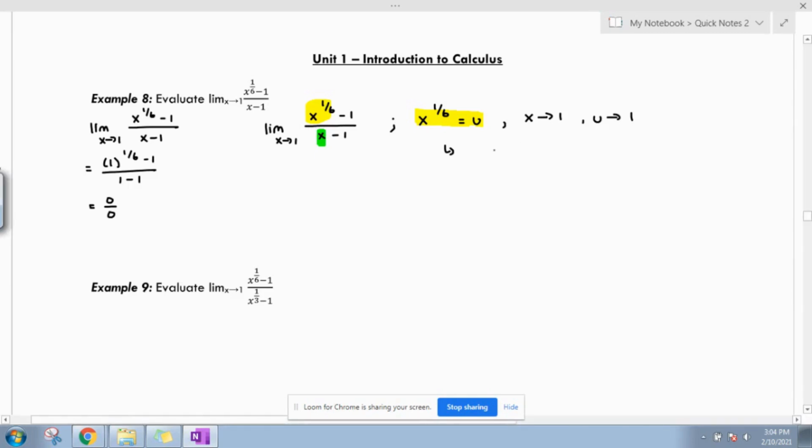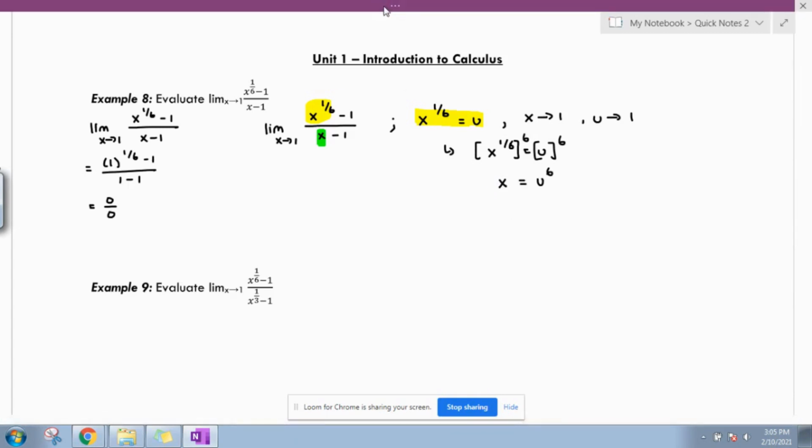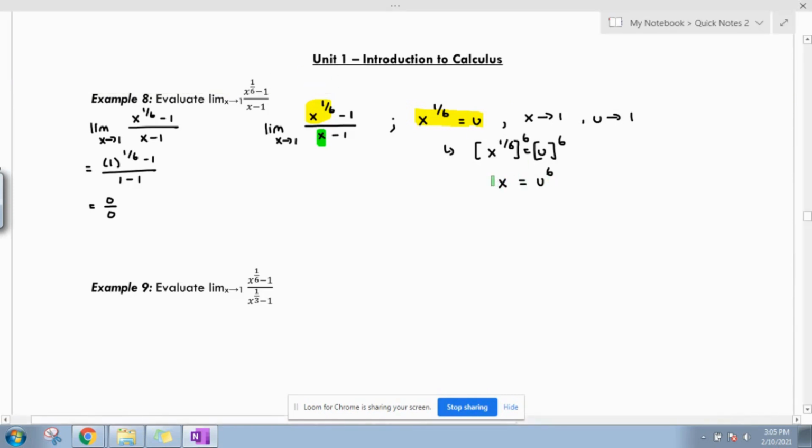So if I take a look at that, I've got x to the exponent 1/6 equal to u. How can I get the left-hand side so that it's just equal to x? The first thing that comes to mind is to raise both sides to the exponent 6. So that's exactly what I'm going to do here. And when I do that, I'm left with x equals u to the exponent 6. So what I was able to do here was to rewrite my variable x in terms of my variable u.